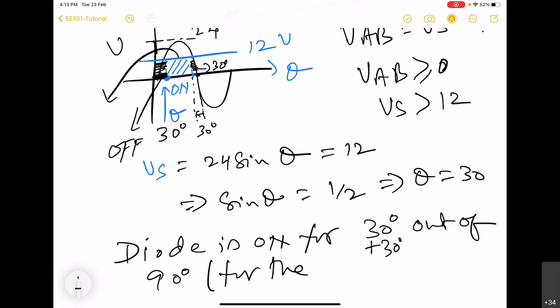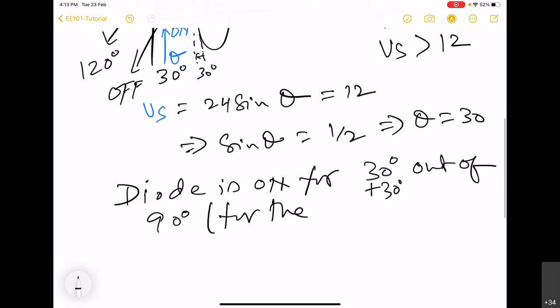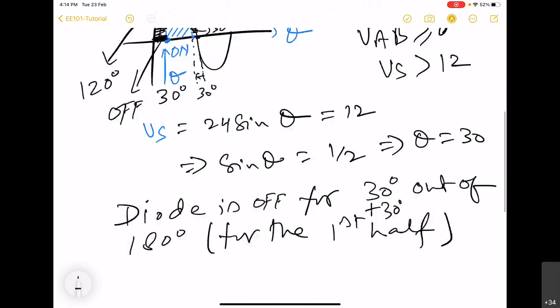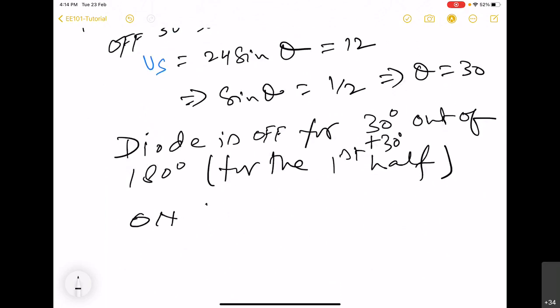So this whole half is 180 degree. So 180 degree minus 60 is 120 degree. Sorry. So it is actually off for 30 plus 30 out of 180 degree for the first half. Similarly, for the second half also, it will be on. No, it will be actually on only for this portion, 120 degree. So on for 120 degree.